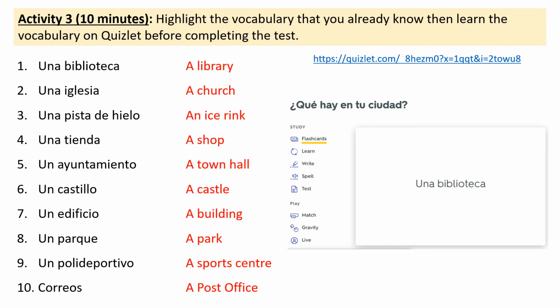Okay, so now what I would like you to do, please, is do some learning of this vocabulary using Quizlet. You can follow the link on class charts. Remember to do the test once you finish learning. Off you go.